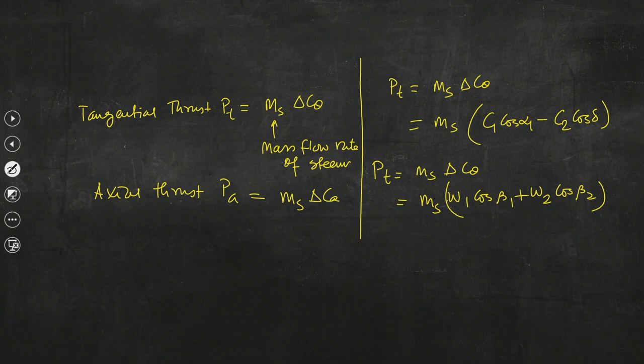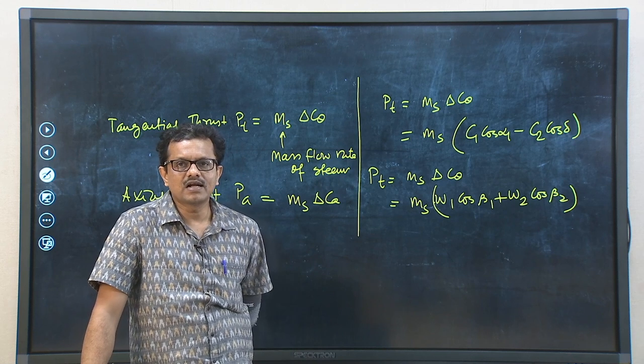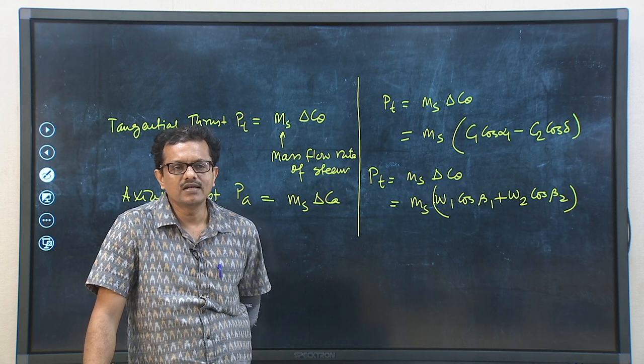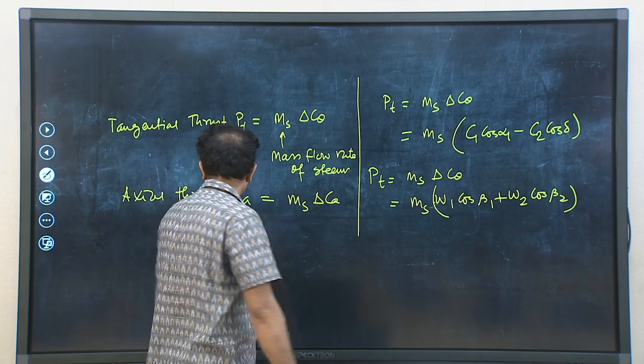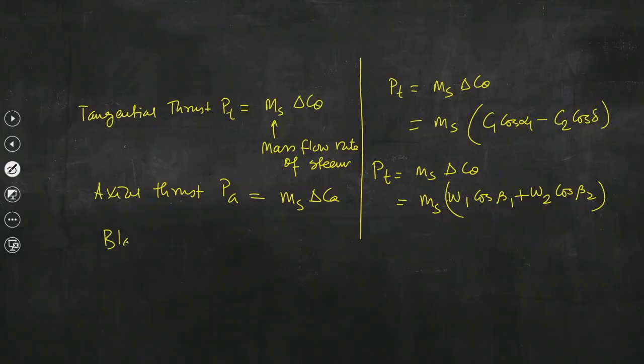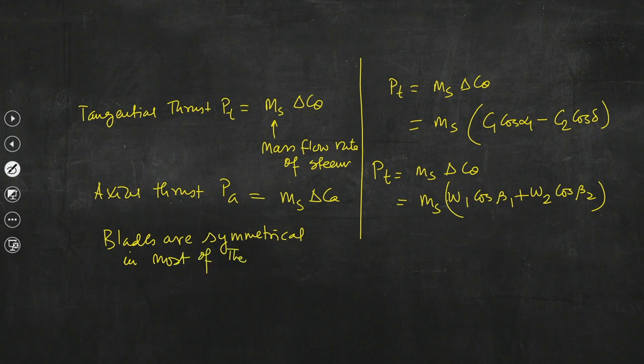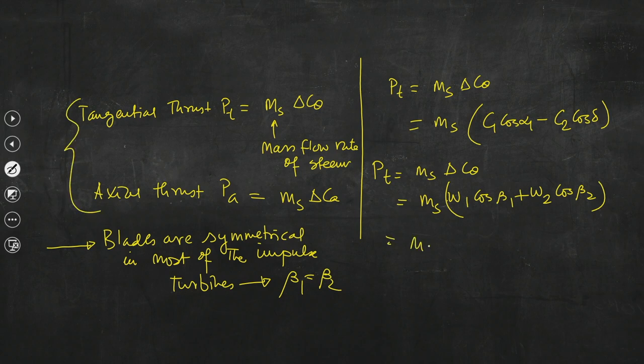Now, impulse turbines are designed in most cases wherein blades are symmetrical. So, that means beta 1 equal to beta 2. Blades are symmetrical in most impulse turbines. That implies beta 1 equal to beta 2. If that is the case, we can write this as Ms into W1 cos beta 1 plus W2 cos beta 1.